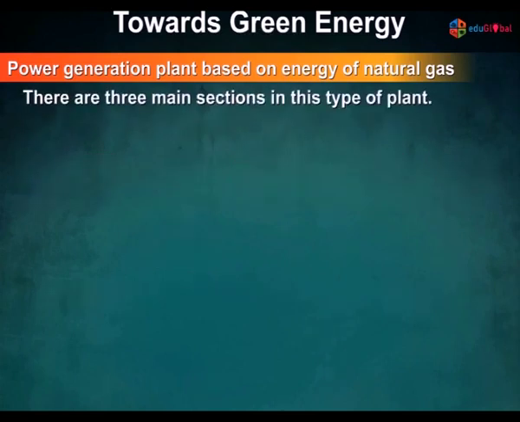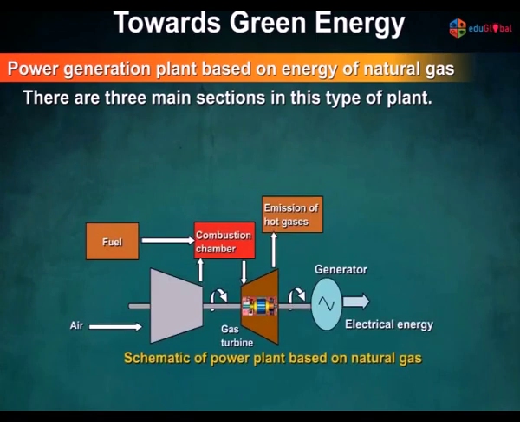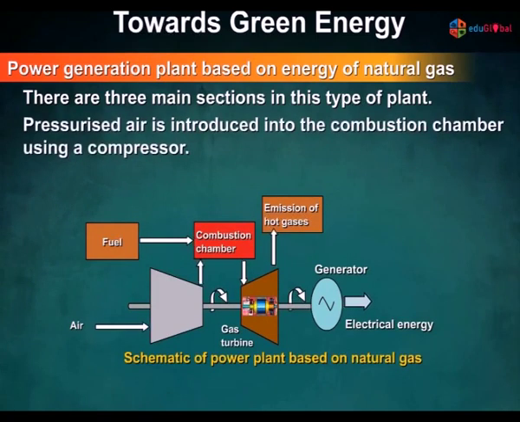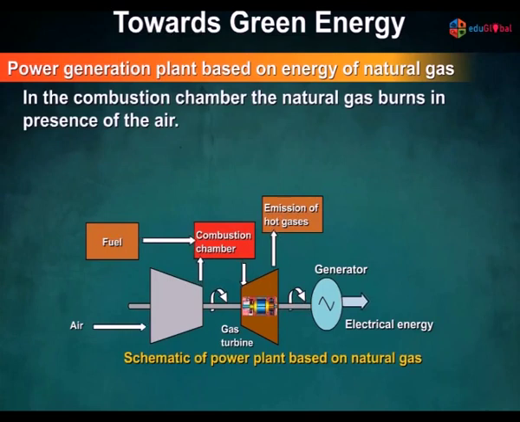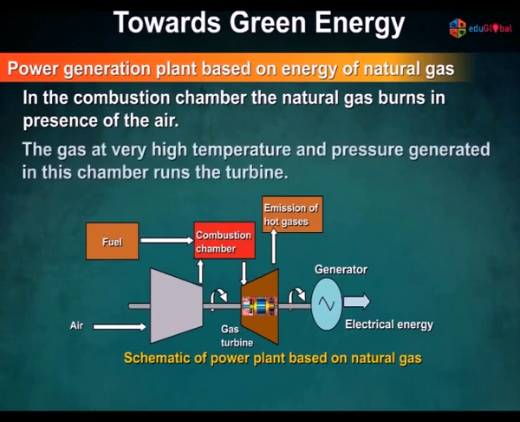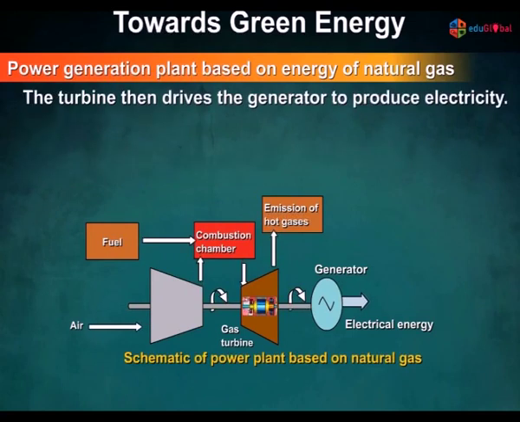There are three main sections in this type of plant. Pressurized air is introduced into the combustion chamber using a compressor. In the combustion chamber, the natural gas burns in presence of the air. The gas at very high temperature and pressure generated in this chamber runs the turbine. The turbine then drives the generator to produce electricity.